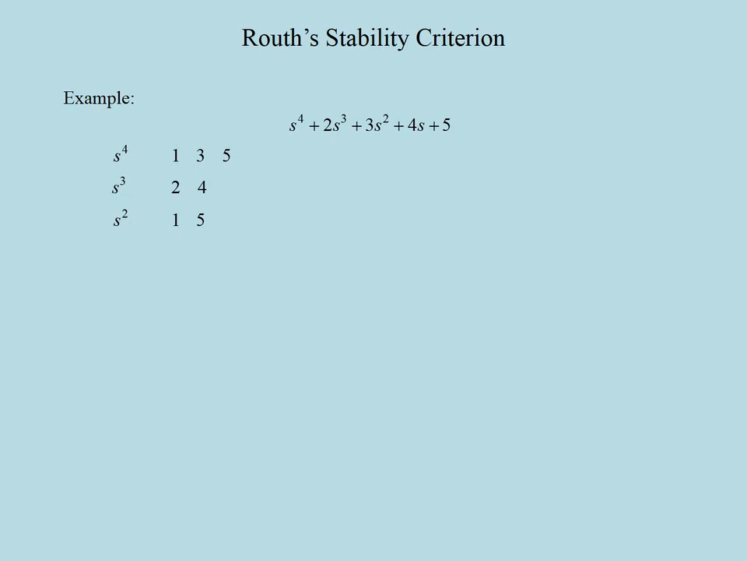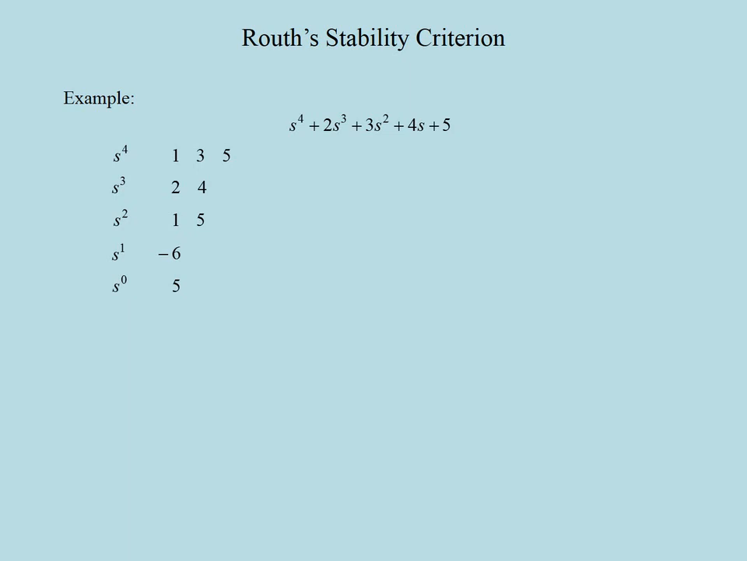In the third row, there will be two elements. The first one is 2 times 3 minus 1 times 4, divided by 2, that is 1. The second element is 2 times 5 minus 1 times 0, divided by 2, that is 5. The next row will have a single element, which is 1 times 4 minus 2 times 5, divided by 1, that is minus 6. There will be only one element in the last row too, that is 5.